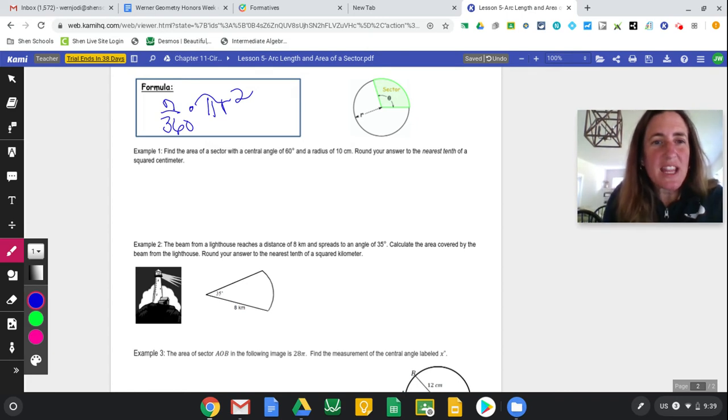Okay, so it says find the area of a sector. Find the area of a sector with a central angle of 60 degrees and a radius of 10 centimeters.